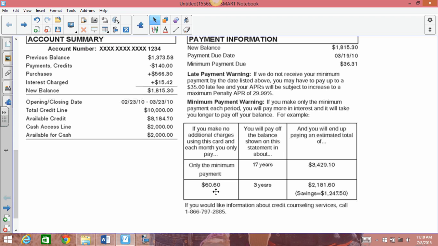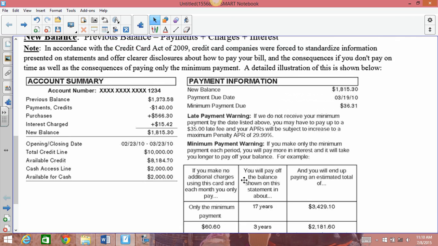If you pay almost double, a little over $60, you would take 3 years to pay it off, and you would be paying a little over $2,100, saving yourself a little over $1,200, which is quite substantial. Again, it's still taking into account you're putting that credit card aside and you are not putting anything else on it, with this $60 amount here that you're seeing. So I just wanted to point out what this information here is telling you.